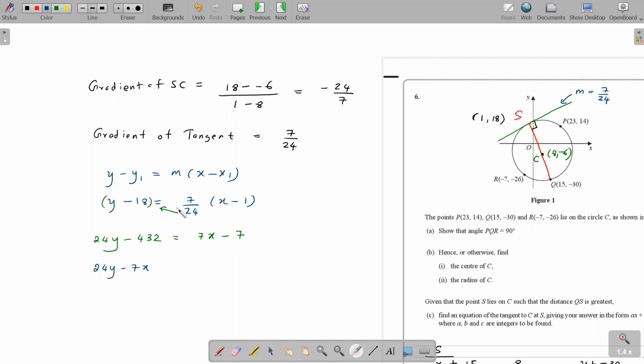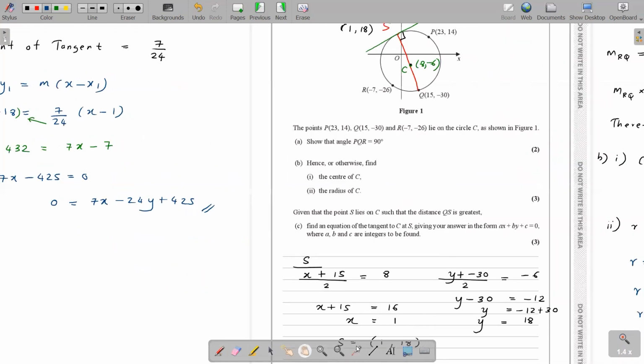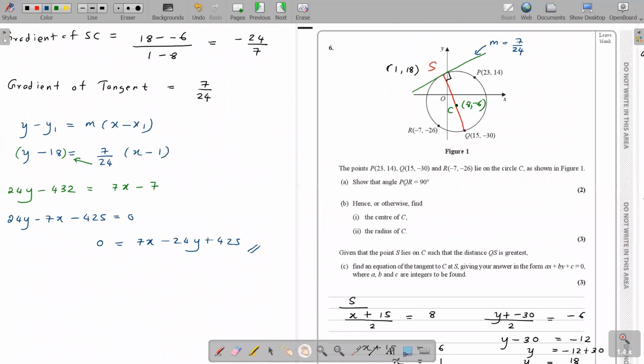I'll take the minus 7 to this side as plus 7. And I get minus 425. Is that okay? Yeah, so this is the equation. If we keep our x positive, there's no need. We can keep this as a final answer. There's no problem. Or else you can give plus 7x minus 24y plus 425 equals 0. Even if you keep your final answer at this stage, it's perfectly fine. So your a, b, c are 7, minus 24 and 425. They ask you to keep it in the form, so we have found the a, b, c values here. Keep this as an equation. Okay, so is this okay?